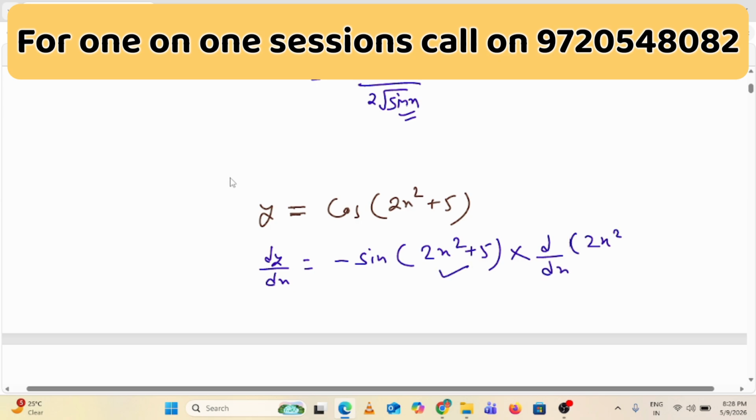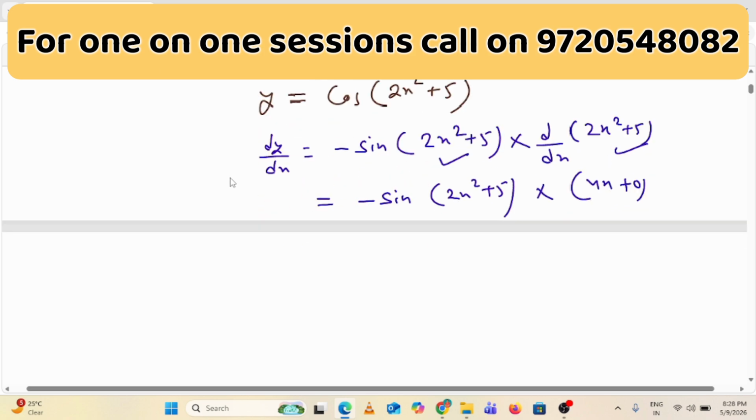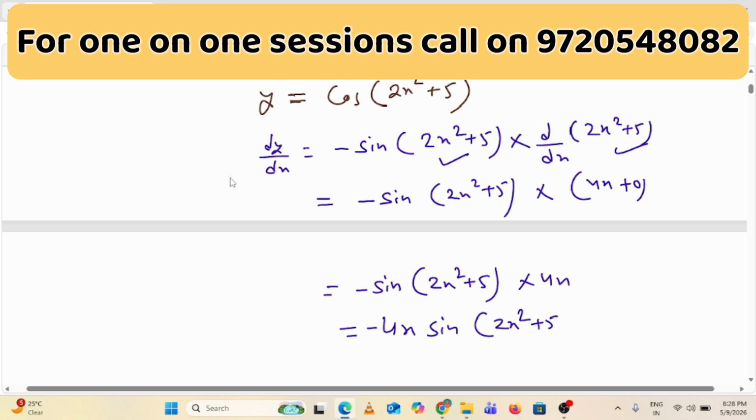So you will write it like this. And after that, in the next step, you will say minus sine 2x square plus 5 as it is. And differentiation of this will be what? 4x plus 0. So finally, you are getting what? Minus sine 2x square plus 5 times 4x. So you can write it negative 4x times sine 2x square plus 5. This is your final answer, right? So you can make so many examples like that, right?